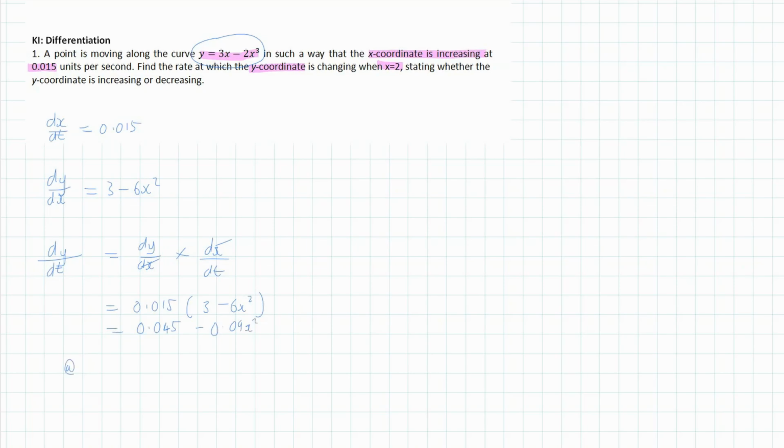Now, at x equals 2, which is what we've got here, dy dt equals 0.045 minus 0.09 times 2 squared equals, now let's just chuck that in, negative 0.315, and therefore, because it's a negative, the y coordinate is decreasing.